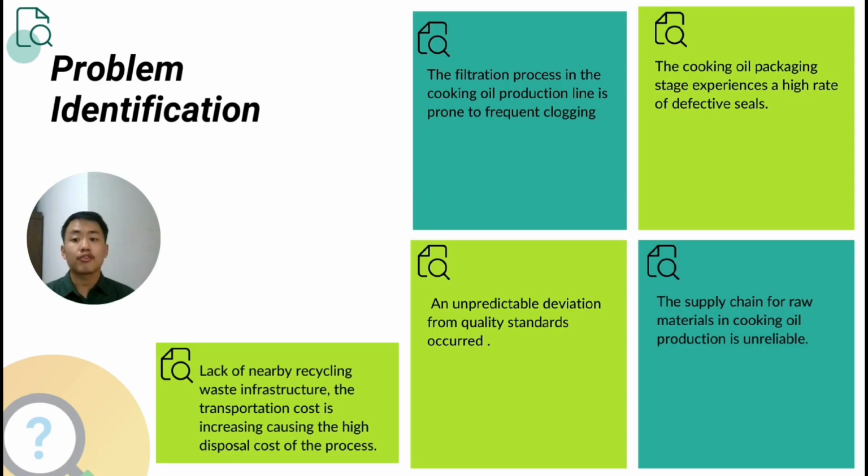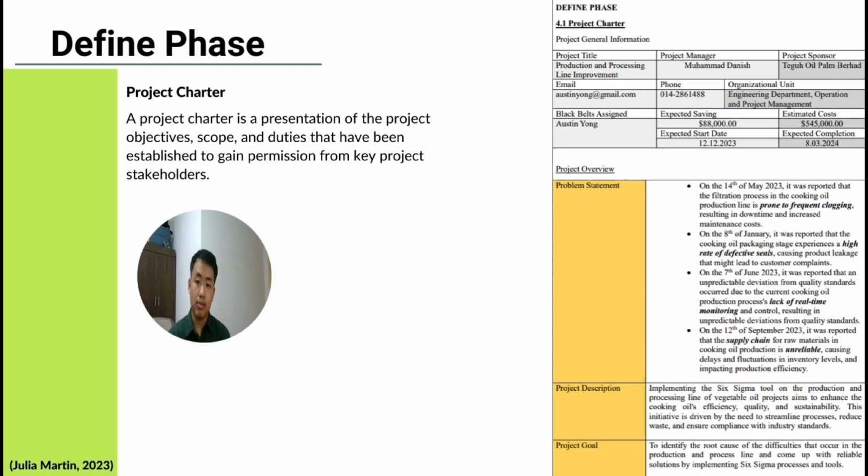It is crucial to first identify the problem that led to the failure and defect of the process within the organization, to maximize the output using the DMAIC method. Now we have our problem statement. We move to our define phase, which includes the project charter. A project charter is a presentation of the project objective, scope, and duty that have been established to gain permission from key project stakeholders. And this is the example of the project charter that has been made.